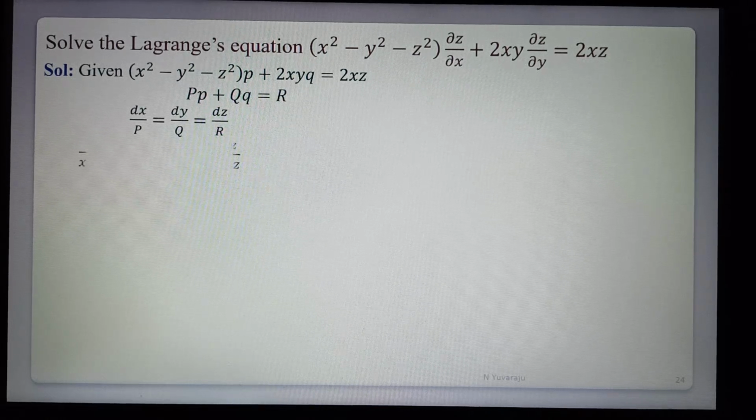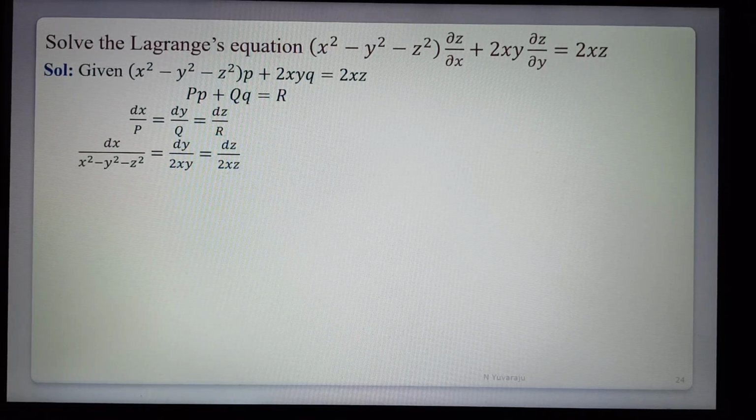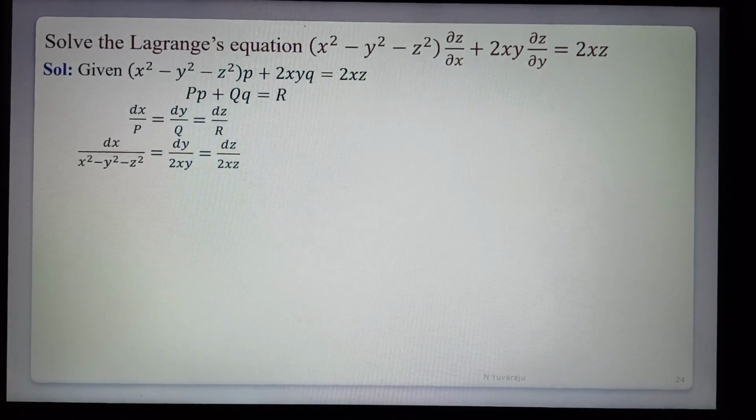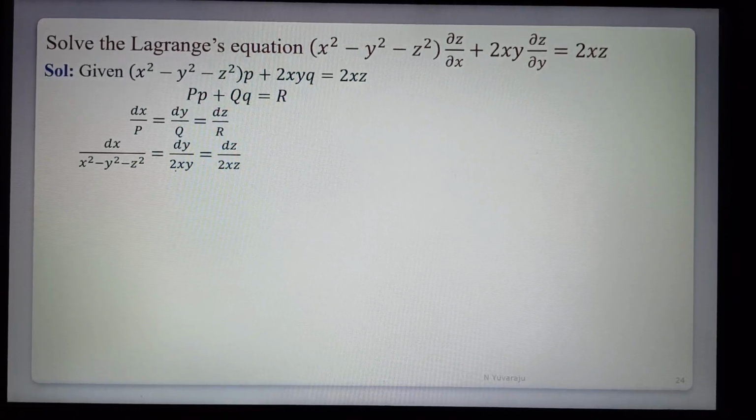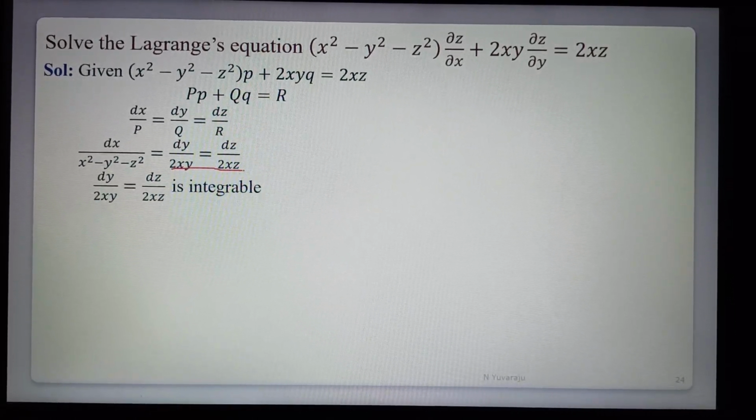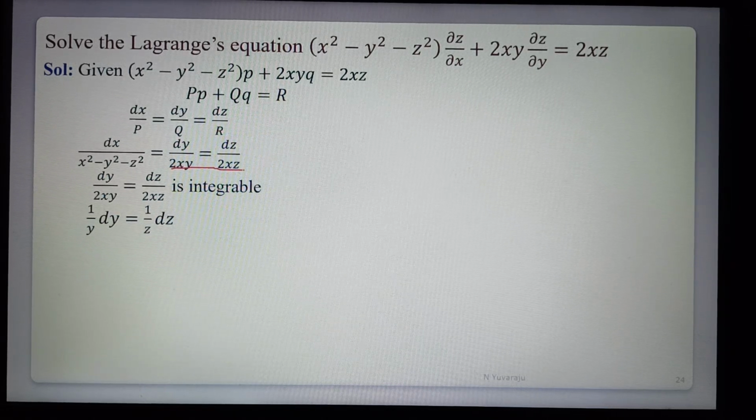So the auxiliary equation: dx/(x² − y² − z²) = dy/(2xy) = dz/(2xz). Observing which set is integrable, clearly the second set is integrable. After simplification, 2x cancels: (1/y) dy = (1/z) dz.